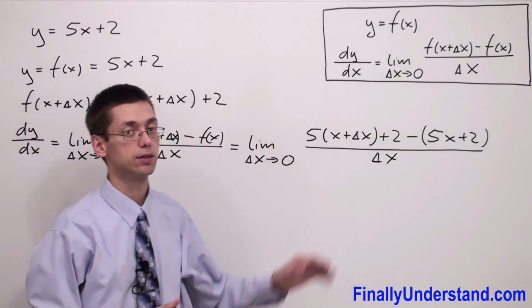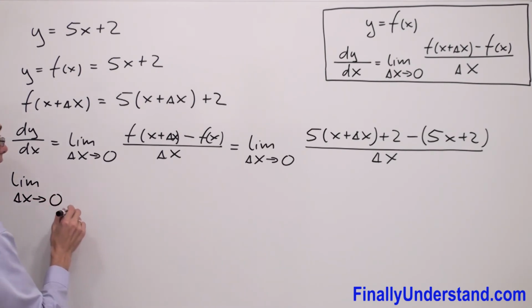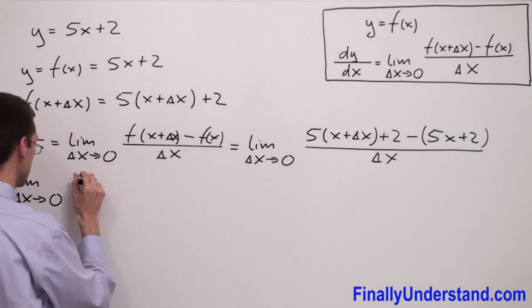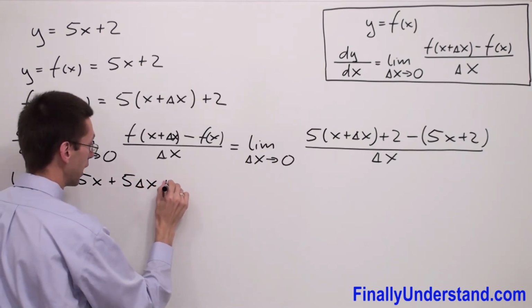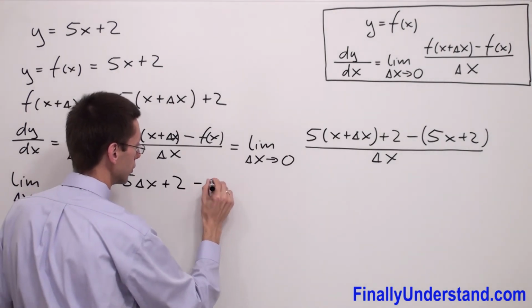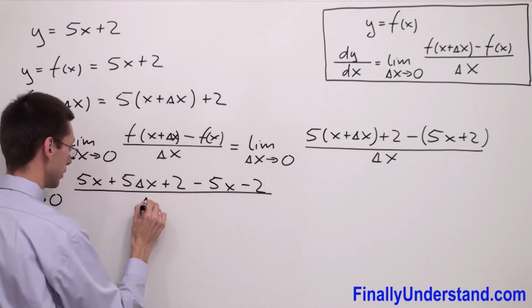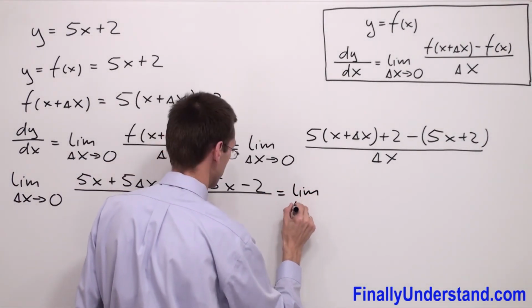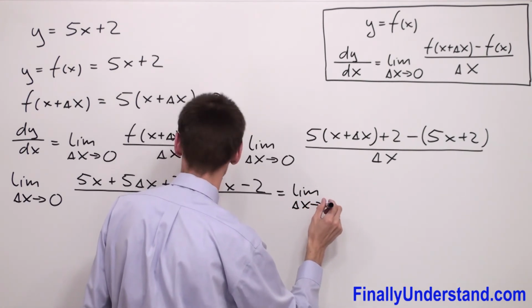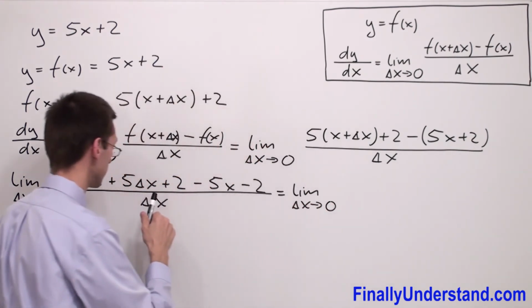Next, I'm supposed to organize the numerator. So I have limit delta x approaches 0, and I have 5x plus 5 delta x plus 2 minus 5x minus 2 over delta x. So I have limit with delta x approaches 0, okay, so it's limit as delta x approaches 0, and let's take a look at the numerator.